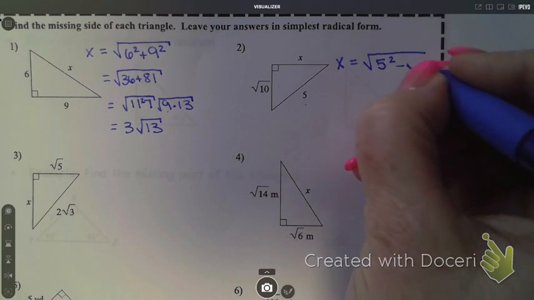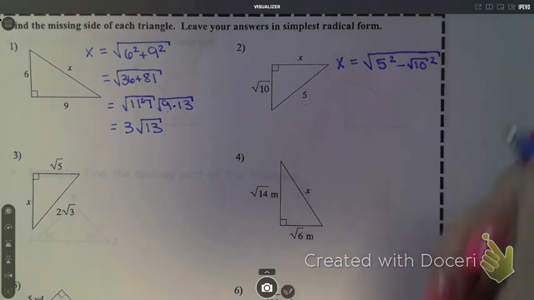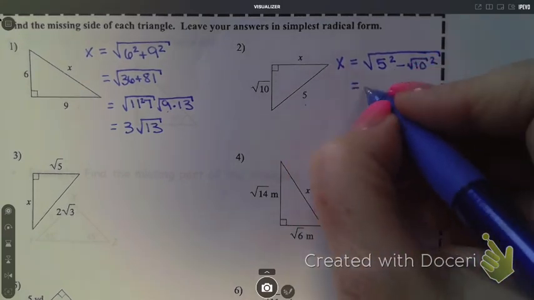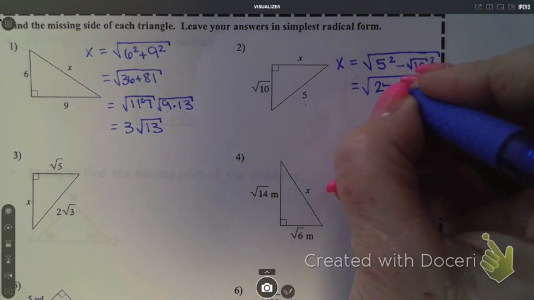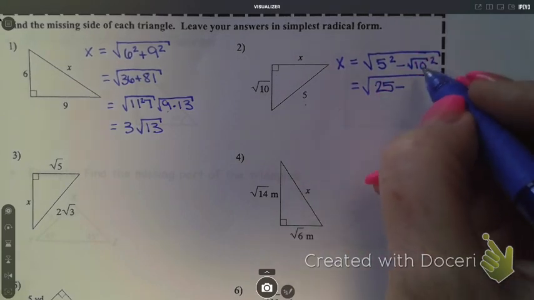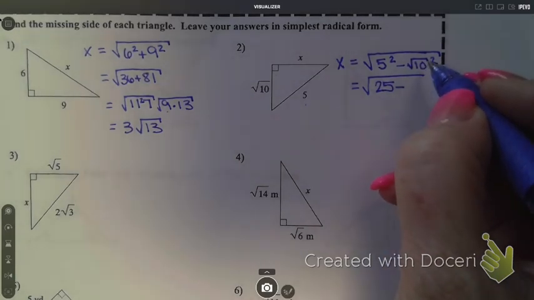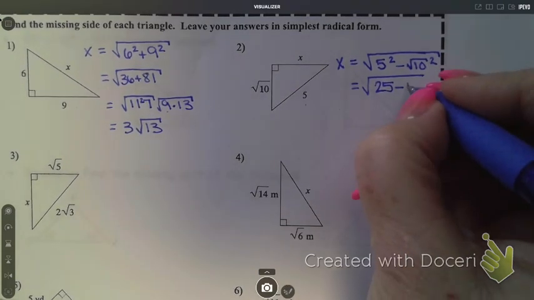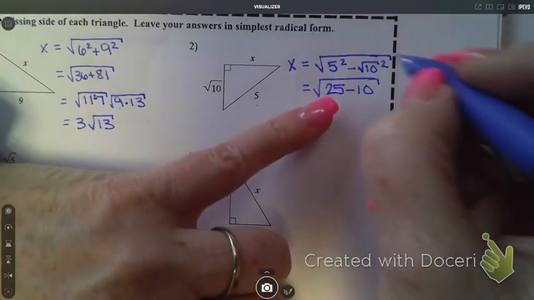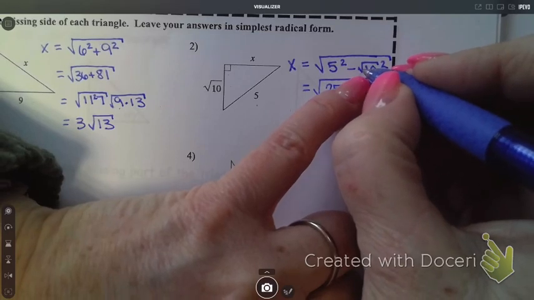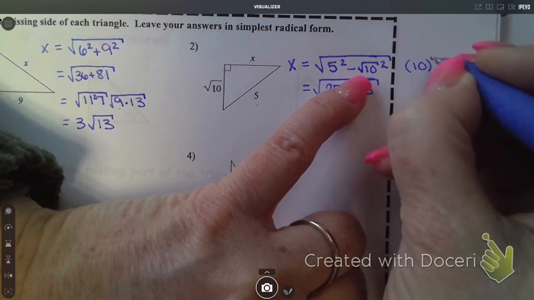Subtract the square root of 10 squared. Well, 5 squared is 25. Minus, now, when you square a square root, those are opposite operations, yes? They undo each other. The answer is just 10. Now, I'm going to show you why before we keep going, so I want everyone to watch me. Okay, you don't know it yet. You may have, you may not have, but a square root is actually the exponent of 1/2.